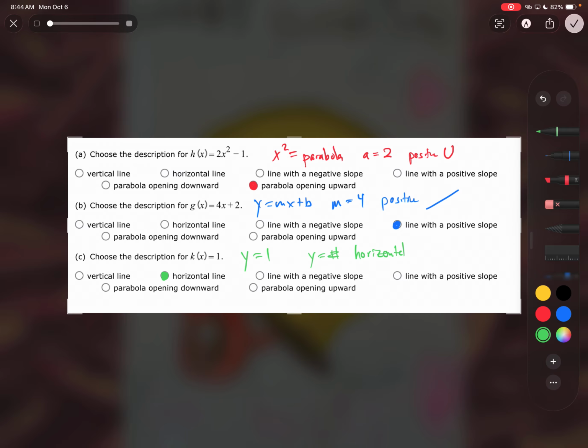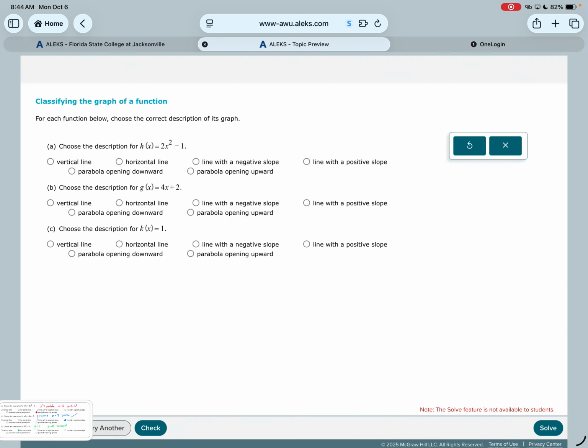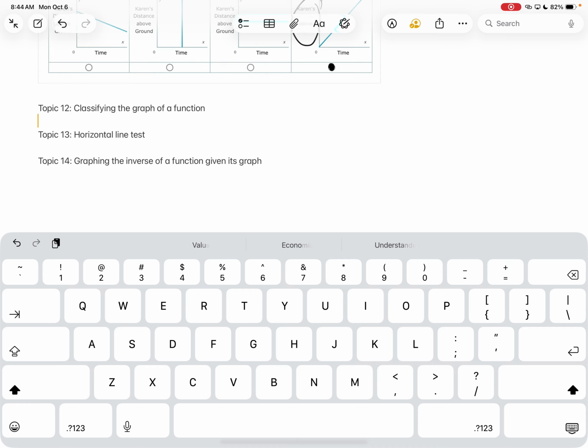So what we're going to be able to do is start looking at the functions and the equations and be able to identify what's happening with the graph, or kind of a general idea of what it looks like.